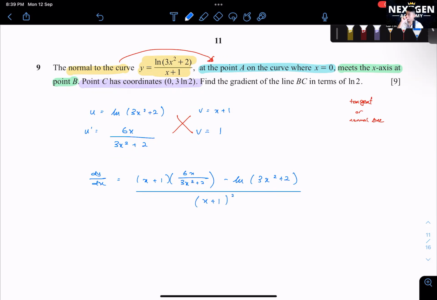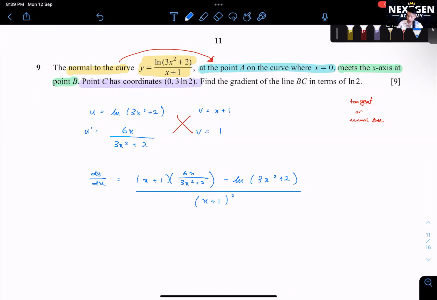Then we get this one, ln 3x squared plus 2, over v squared. So from here until here we get 3 marks already. So don't get this part wrong. Double check, triple check it from your u, v, u prime, v prime.